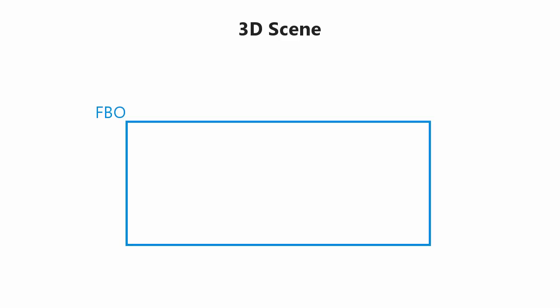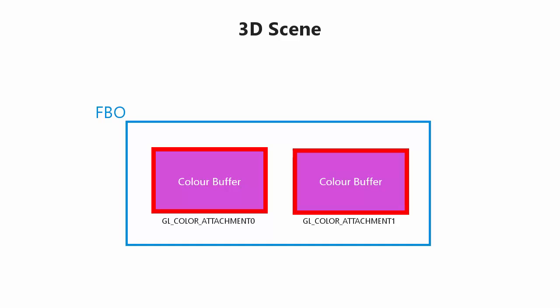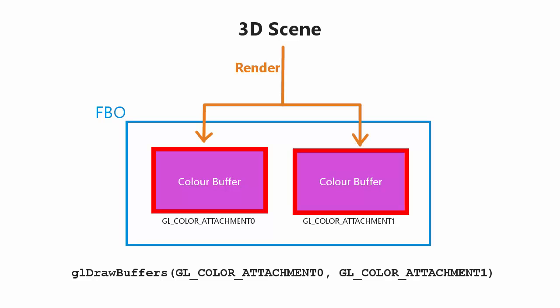So just to recap, we're going to be creating an FBO. We're then going to be adding 2 color attachments instead of one, one as color attachment 0 and one as color attachment 1. And we're going to be using multi-sampled color buffers so that our scene is anti-aliased, and we're then going to indicate that we want to render to both of these color buffers by using the GL draw buffers method.